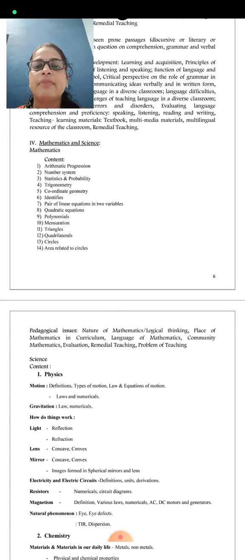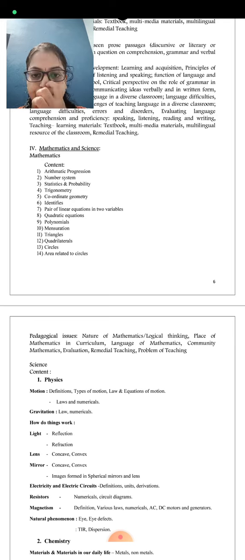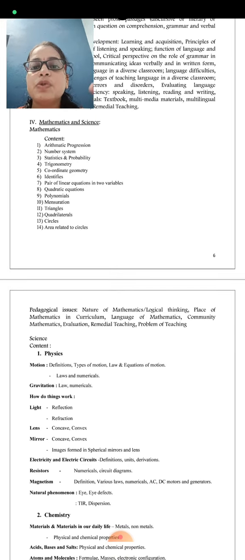Actually, in mathematics, all the topics are very easy. This whole mathematics syllabus covers 6 to 12. To score high in mathematics, we have to be very sure about the formulas and concepts. If we know the formulas and concepts, we can easily solve the problems, and we can easily score.